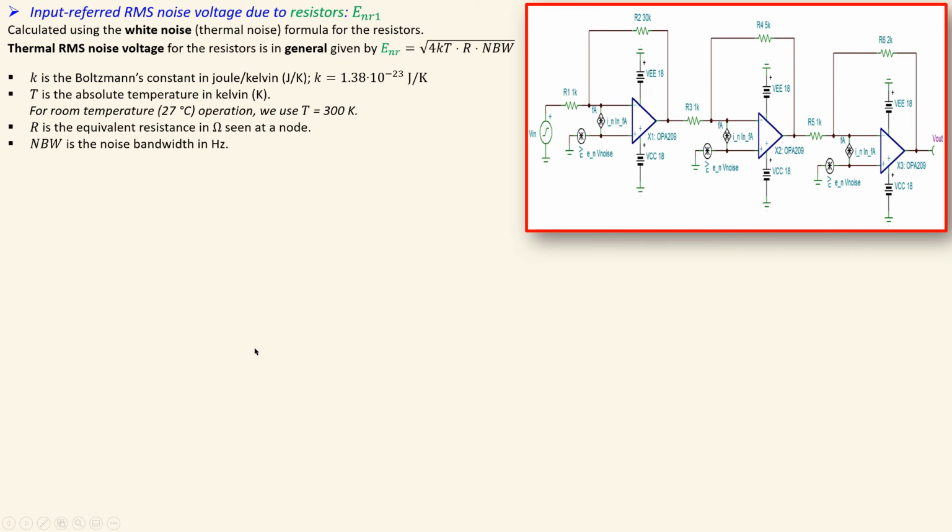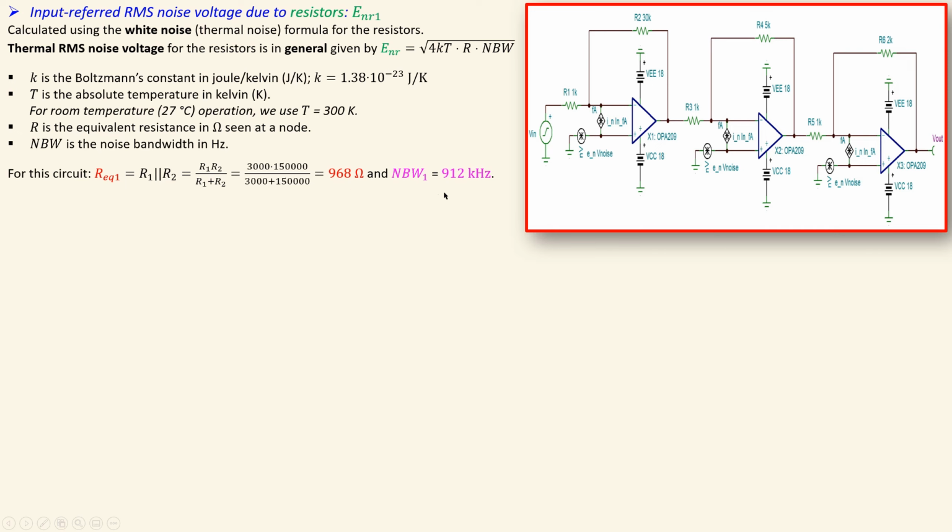It is a round number, T will be 300 kelvins. R again is the equivalent resistance in ohms seen at this node, and also the noise bandwidth given in hertz. Okay, in our case we have the equivalent resistance of 968 ohms, and our noise bandwidth was 912 kilohertz.